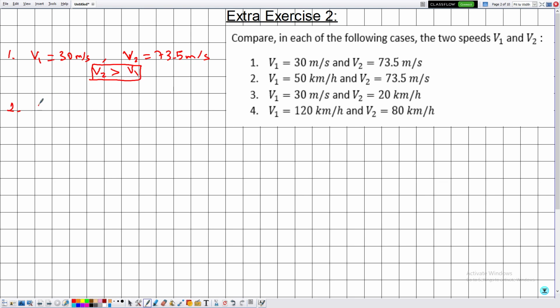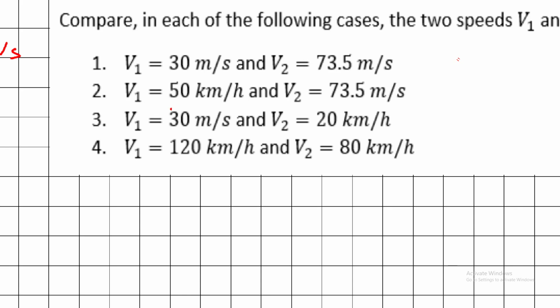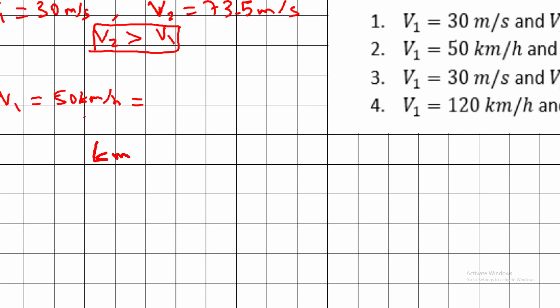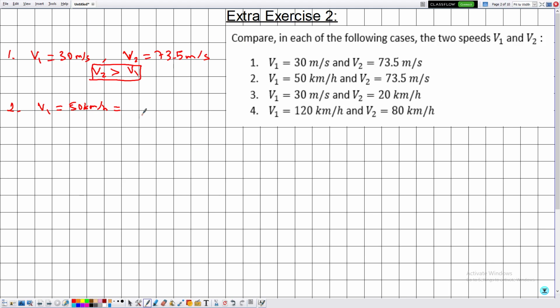Now as for number 2, V1 is given by kilometers per hour and V2 is given by meter per second. So we can directly notice that they are expressed in different units. So in order to compare them, we need to convert. For example, let's convert kilometers per hour to meter per second, both of them in the SI. So V1, which is given by 50 kilometers per hour. Then in order to convert from kilometers per hour to meter per second, we simply divide by 3.6. Then 50 divided by 3.6.